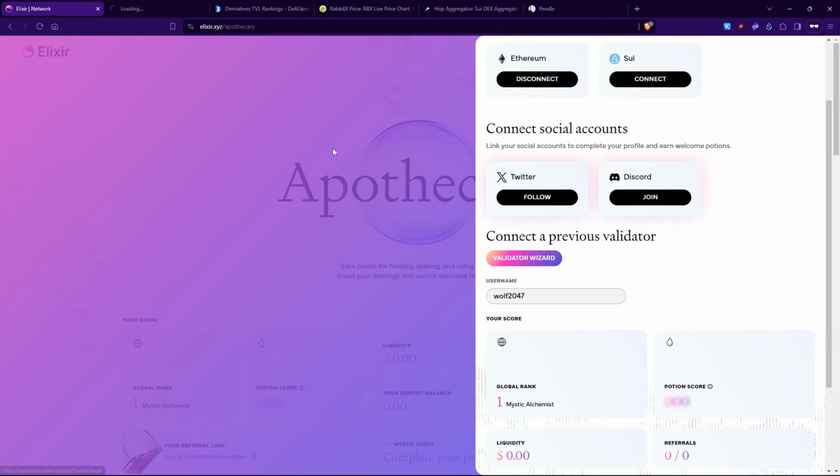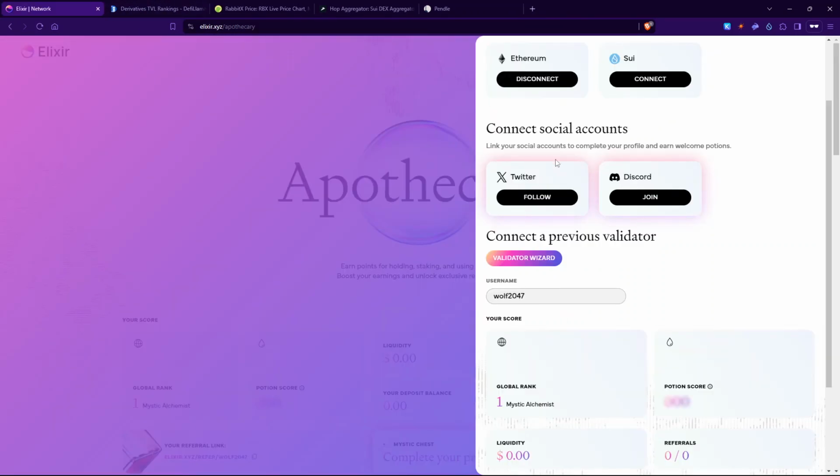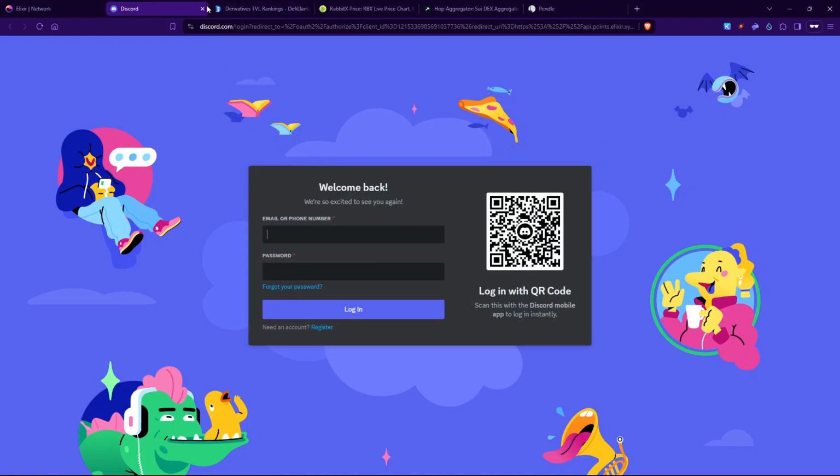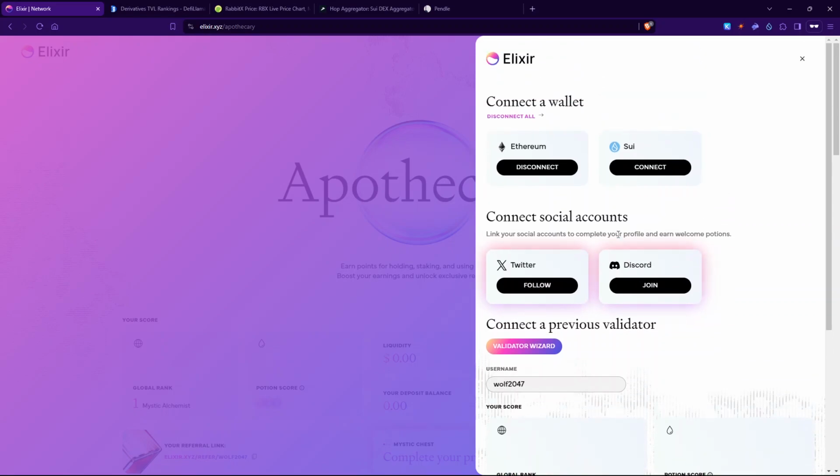Also connect your Twitter, just log into your Twitter and authorize the app, follow them on Twitter as well, and also join their Discord community. Here, just log into the Discord and you should be good to go. So once all of these are done, you're good to provide liquidity now.